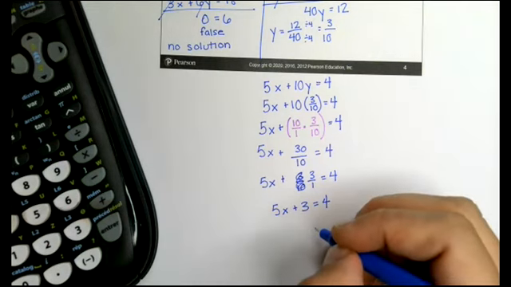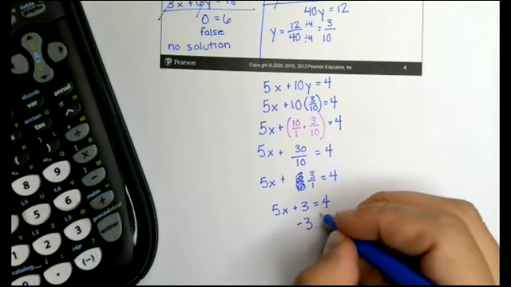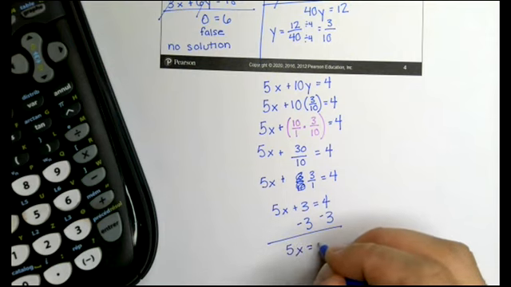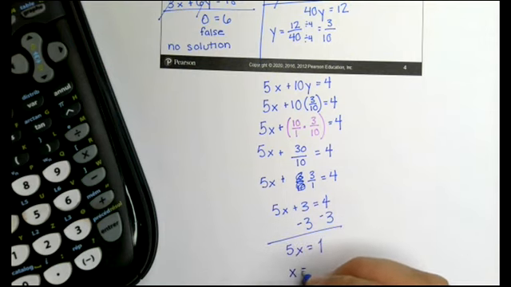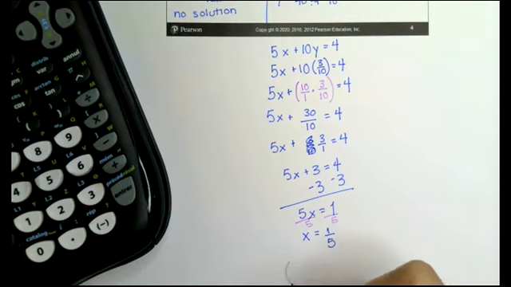Now I'm solving for x. So I subtract 3. 5x is 1. x is 1/5, right? So you need to divide both by 5. So my answer is 1/5 for x, 3/10 for y.